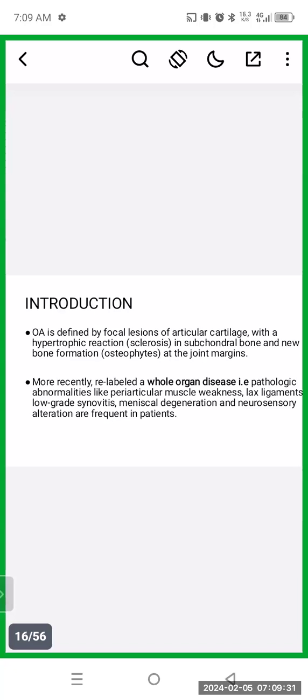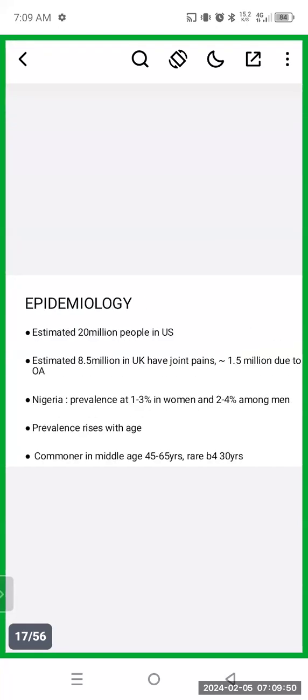As we mentioned, it's a whole organ disease. The pathologic abnormalities like periarticular muscle weakness, loose ligaments, low-grade synovitis, meniscal degeneration, and neurosensory alteration are frequent in patients. So it's not only the articular cartilage that is involved, it involves also the surrounding structures.